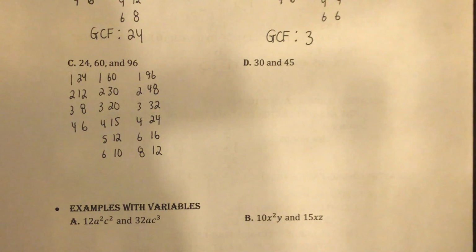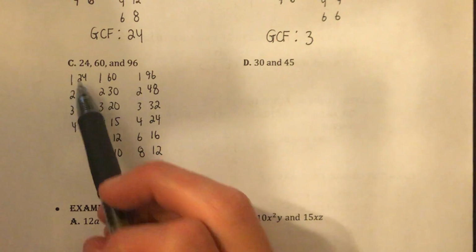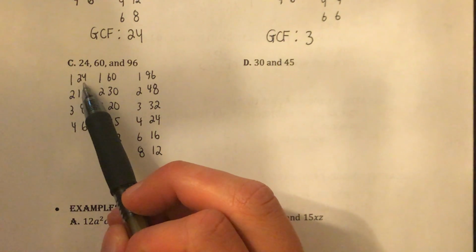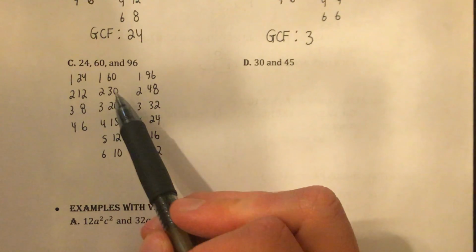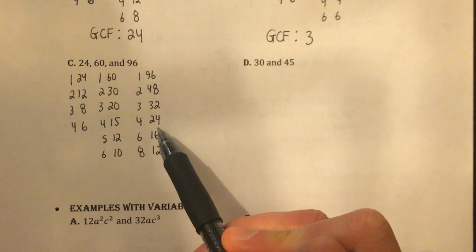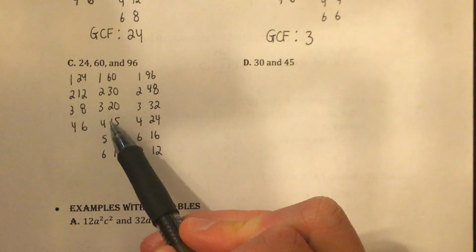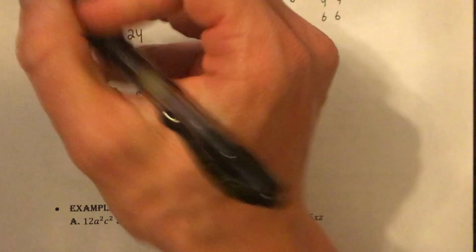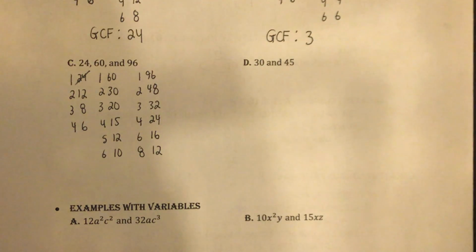Now we go back to our smallest term, right? And we start with the biggest number. So 24. Is 24 in all the lists? 24 is in this list. It is not in this list, but it is in this list. But because it's not in all three lists, it is not a greatest common factor.